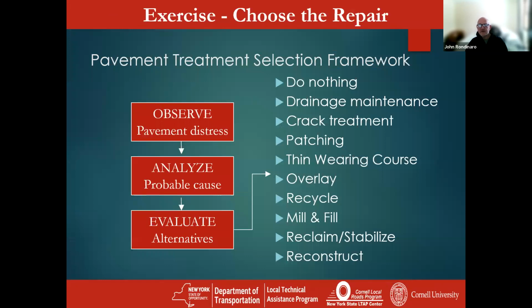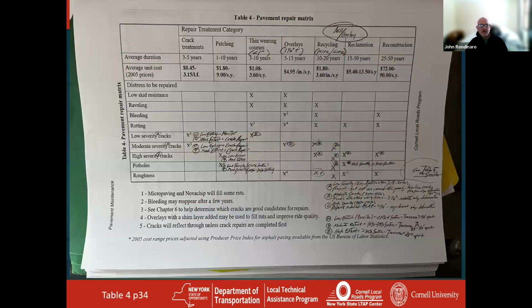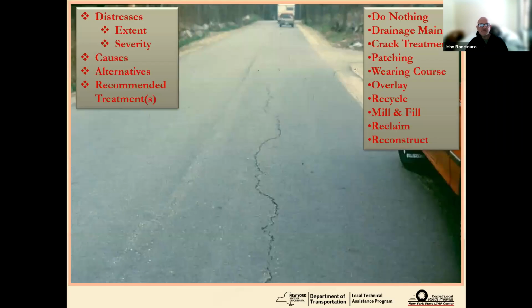So closing out, we usually do an exercise in our workshops. For the sake of time, I'm going to bounce right through it, but here's our standardized process. There's a couple of nice tables in the workbook: table 5 talks specifically about crack repairs, and a more extensive table, table 4, talks about all your different kinds of distresses and the appropriate conditions for the different repair techniques. Here's what you do in the field every day.